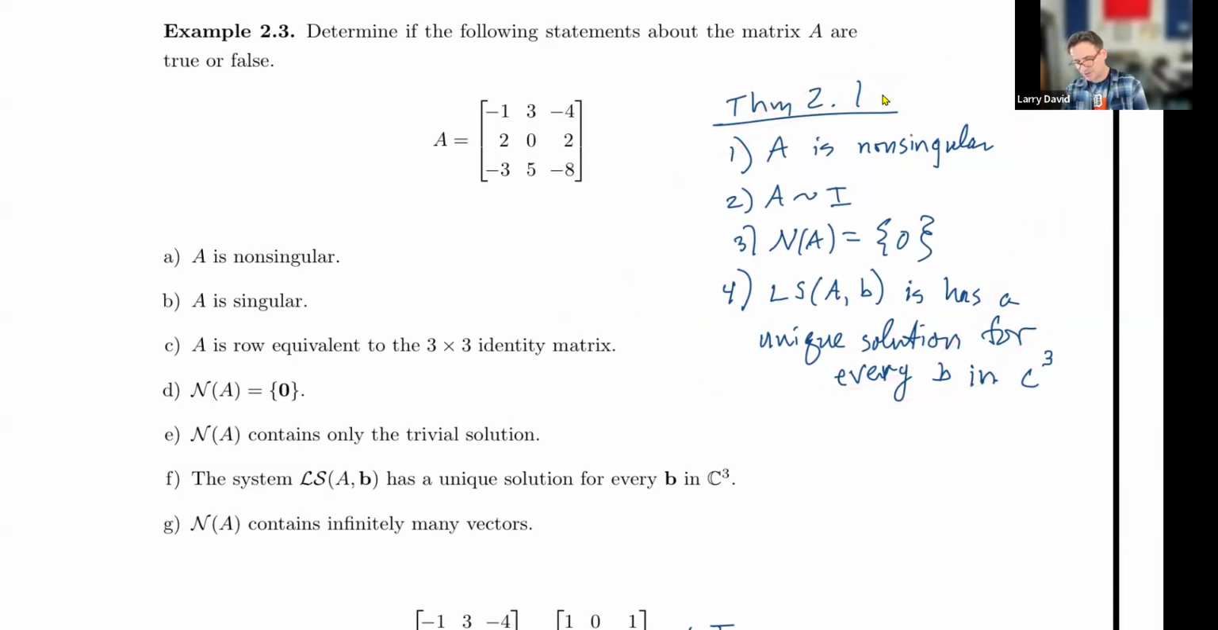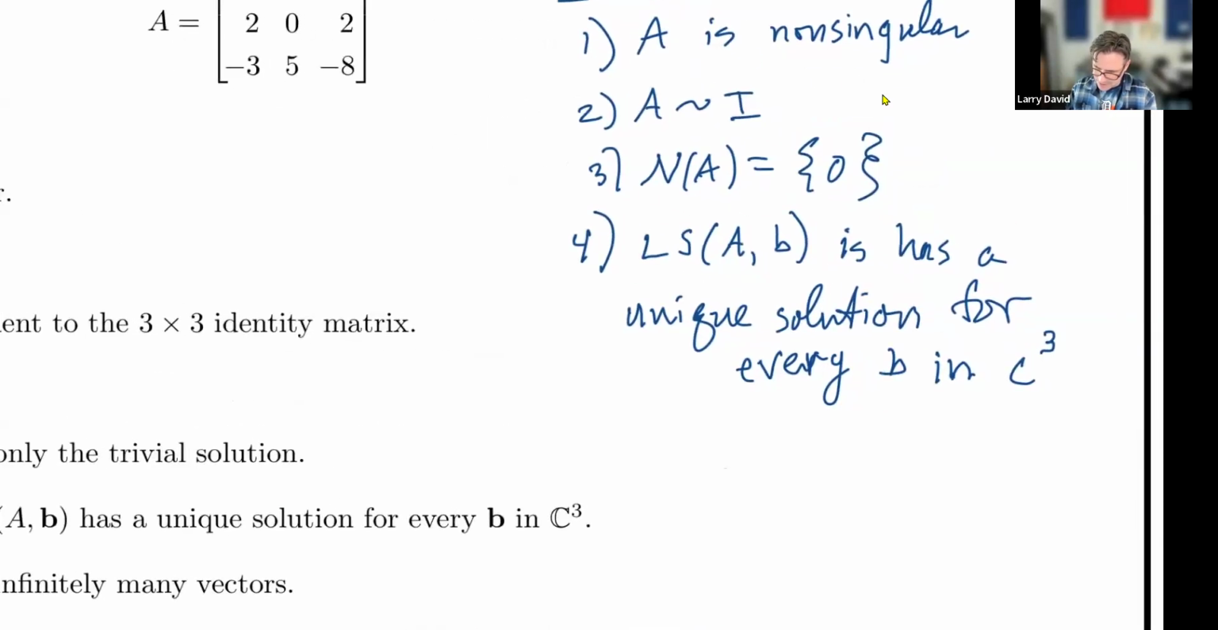Now you have to be careful what it means for a statement to be false. Sometimes that tells us that something is true. Sometimes it doesn't. For example, let's just pick, say, number 3. Number 3 is false. So that means that the null space is not equal to the set containing the 0 vector. Okay, well, that gives us some information, but if we wanted to know what is the null space then, well, we know what it isn't, but there are a lot of other possibilities about what it is.